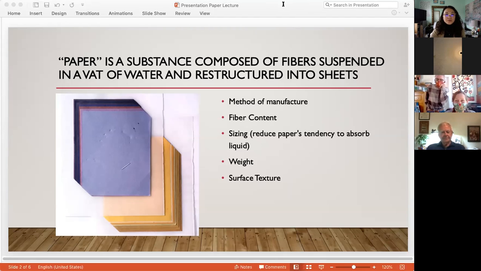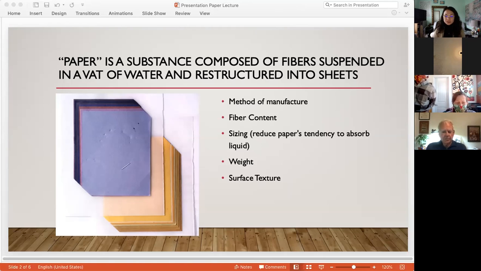Another element of paper is called sizing, and sizing is a substance that's used to reduce the paper's tendency to absorb liquid. Sizing can be a starch, an animal-based glue, or a plastic polymer. This is really good information to know for anyone that's trying to avoid animal products in their life. Sizing is probably the most animal-based component of paper, and a lot of it has animal products, so it's kind of surprising.